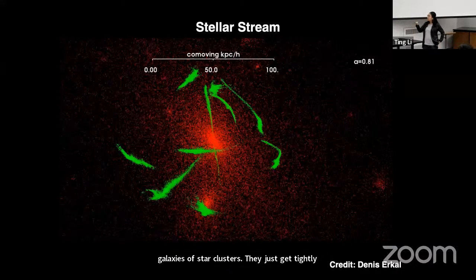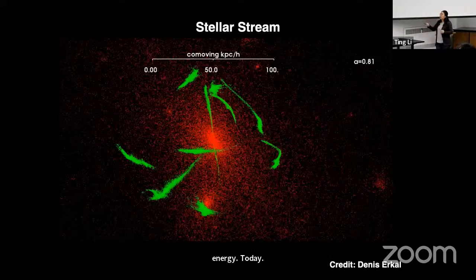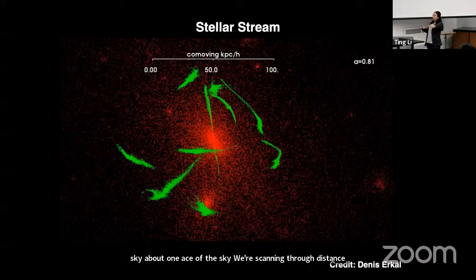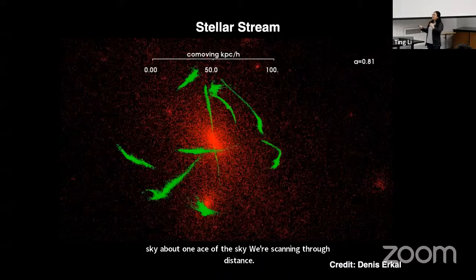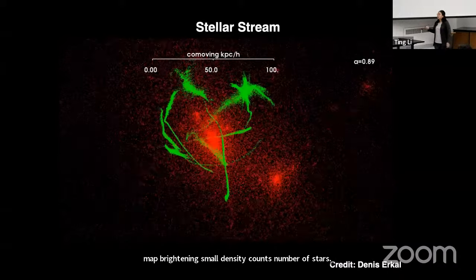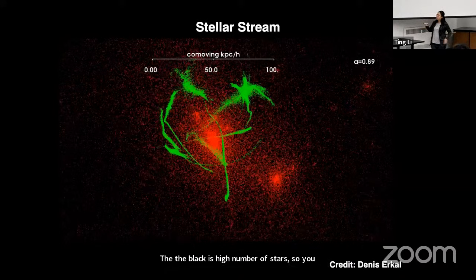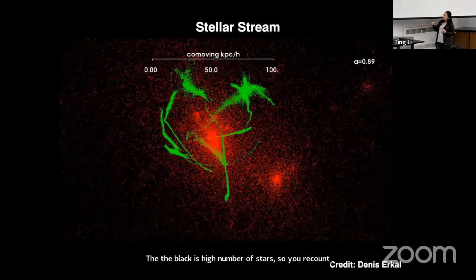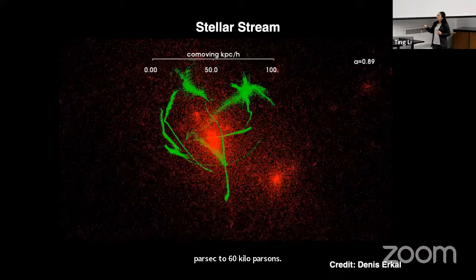And we can see them. So this is again the stream discovered in the Dark Energy Survey. The movie you're seeing here is just a part of the sky, about 1/8 of the sky, and we're scanning through distance, basically close to us to far away from us. What you're seeing here is the density map. The bright means small density counts, number of stars. The black is high number of stars. So we count the number of stars at each different distance. And you can see, as we're scanning through from about 6 kiloparsec to 60 kiloparsec, this is just some astronomical units, you can see some structure come out and then go away.